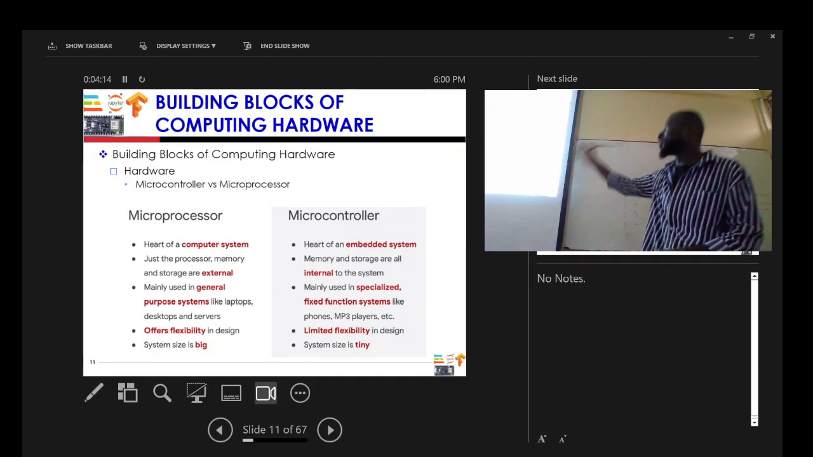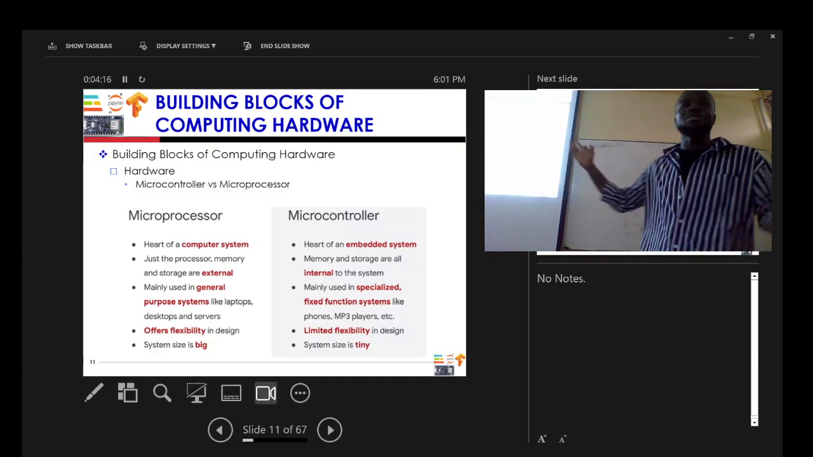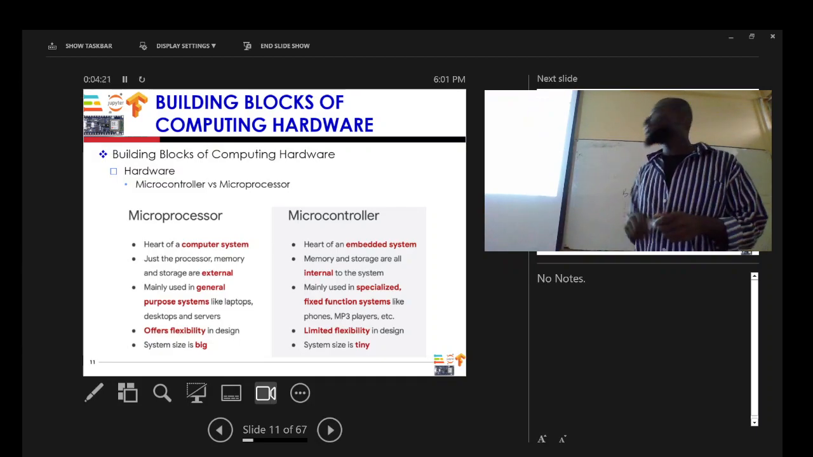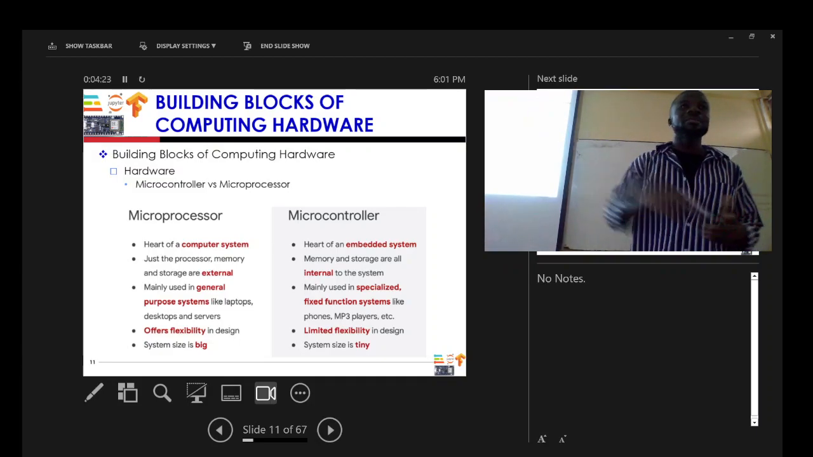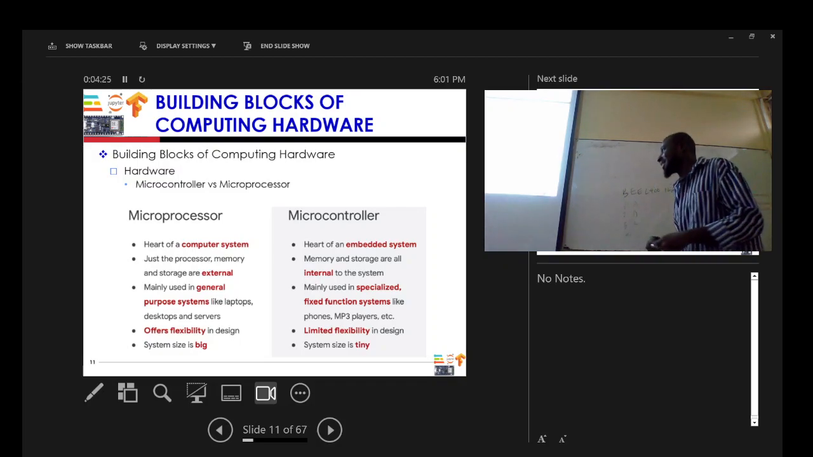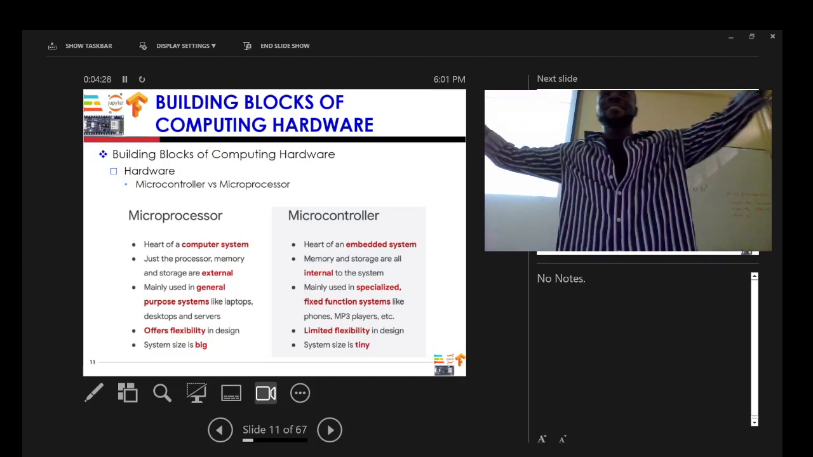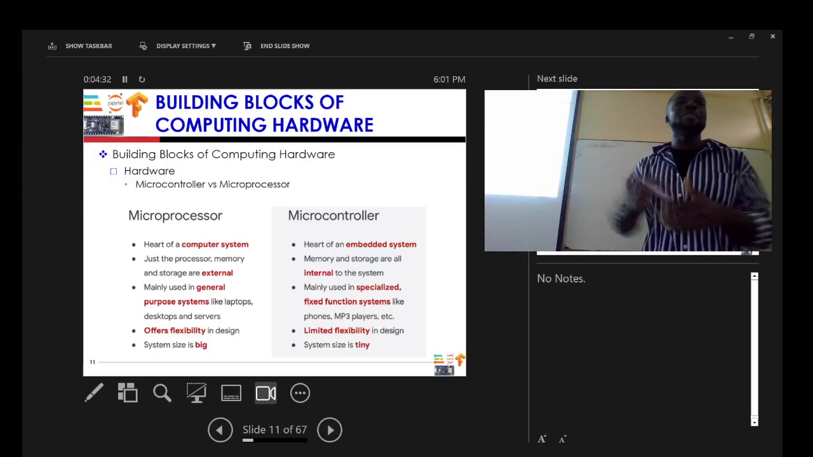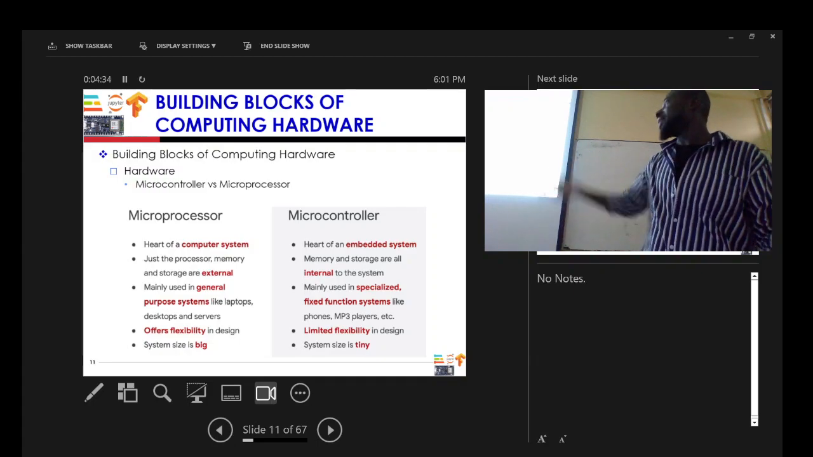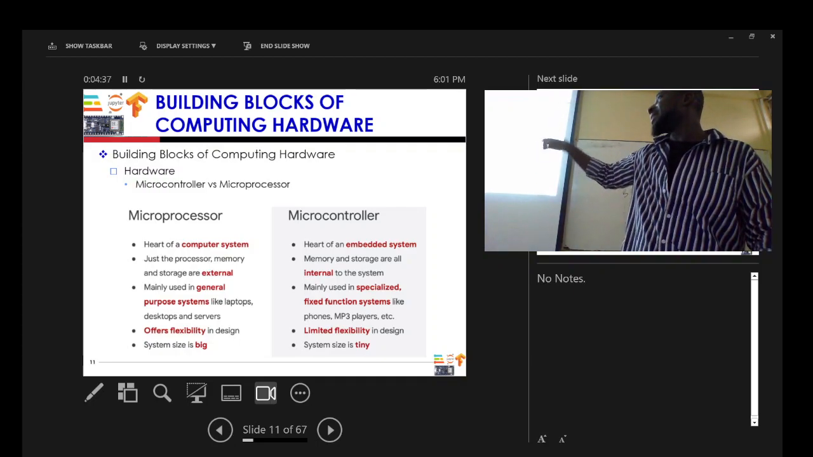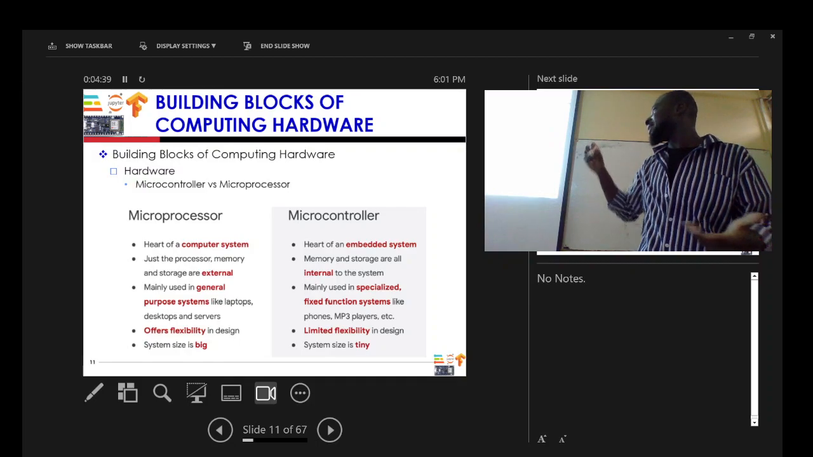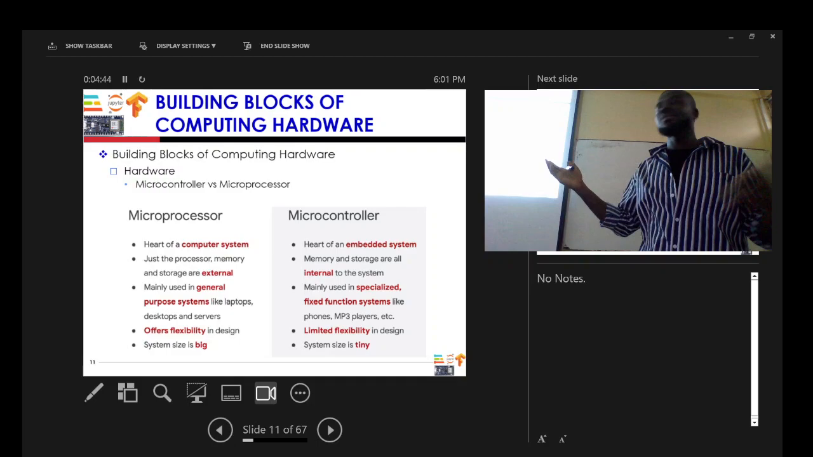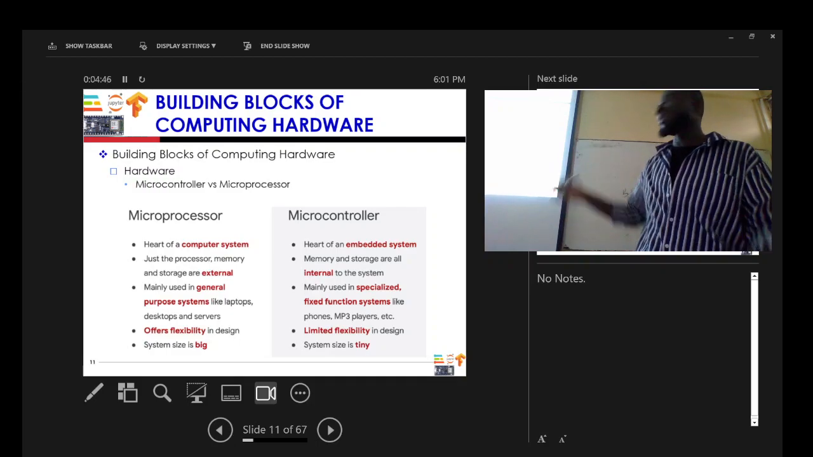Then we said that the heart of the computing system is the microprocessor, and the heart of the embedded system is the microcontroller. I made mention of it some time ago. We also know that the size of most computer systems is large, while that of a microcontroller is small.